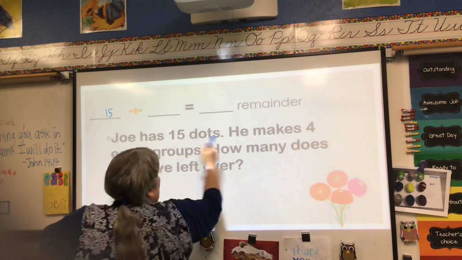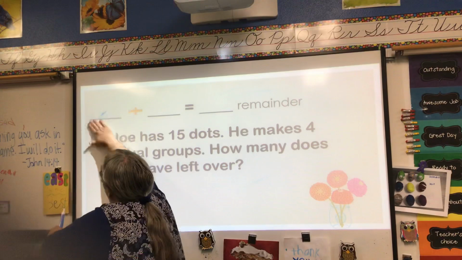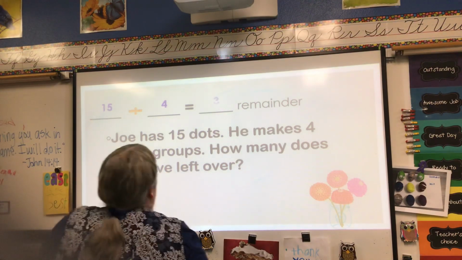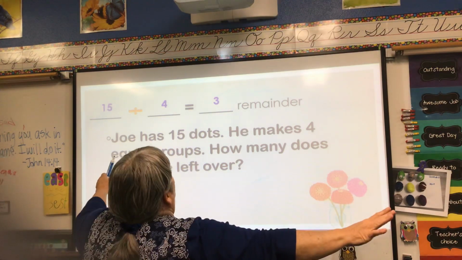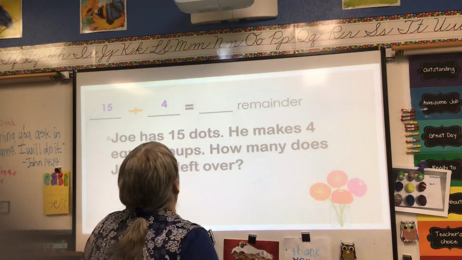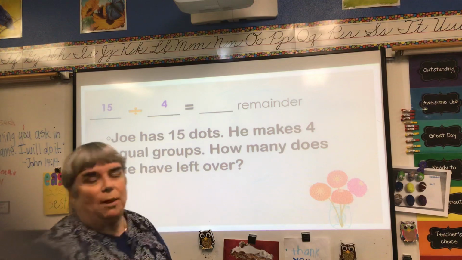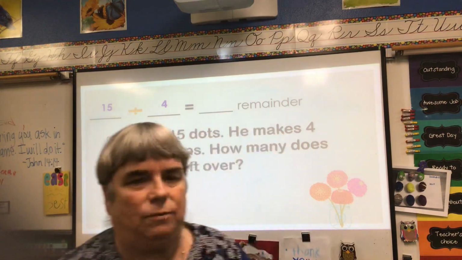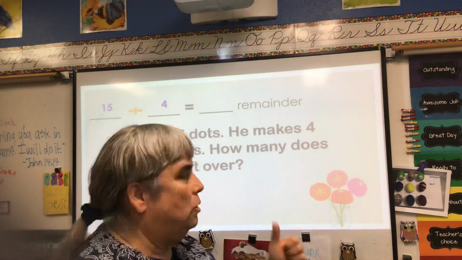15 divided by 4. You know what? I'm going to let you push the buttons. Okay. Back up one. Can you back up one? Pretend like you didn't see that 3. So I'm going to skip count by 4s, but I can't go over 15. 4s are a little bit tough.